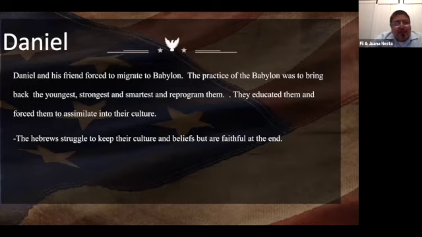We kind of compare this to the DACA students, or kids that were brought here, not a choice of their own, but they're here and they're acculturated with the U.S. culture and language. And some DACA students don't even know how to speak their parents' language, but they're in limbo because they have no pathway for citizenship. They're just in limbo.